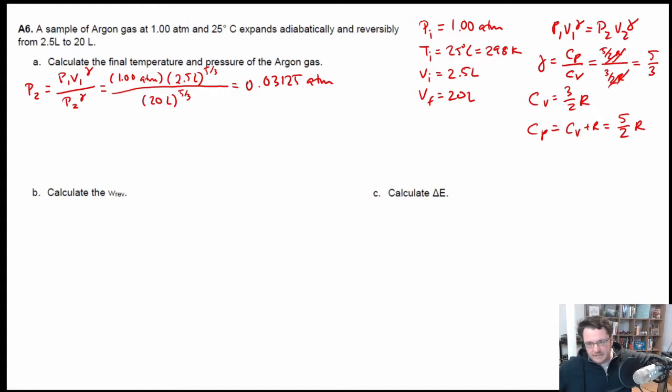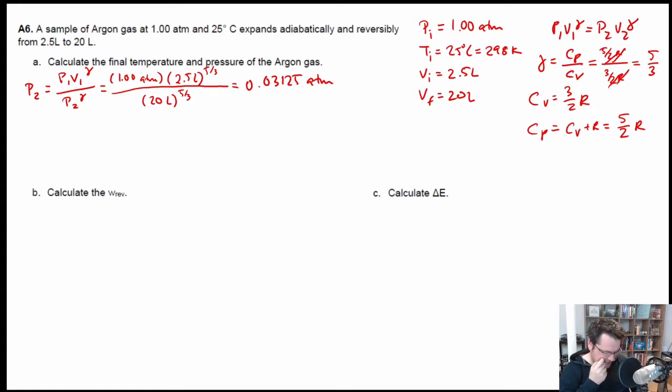The next thing that we can do is calculate what the final temperature is. So you can go through the process of using PV equals nRT, because now we know what the final pressure is and what the final volume is, but you would have to calculate first what the initial amount of moles is as well. Which makes the most sense to do, actually, thinking about it right now, just because you're going to need those for the equation for reversible work and delta E.